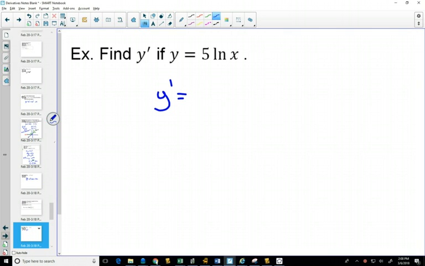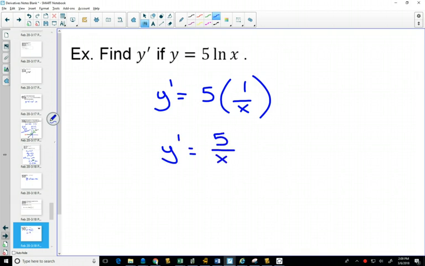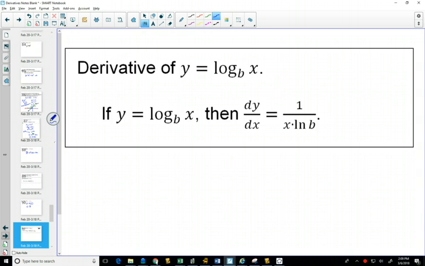So, the derivative here, if I do this in 2 steps, the derivative of natural log is just 1 over x. You could have directly gone to this if you can see that, but it just becomes 5 over x. So far so good, no chain rule, no quotient rule.